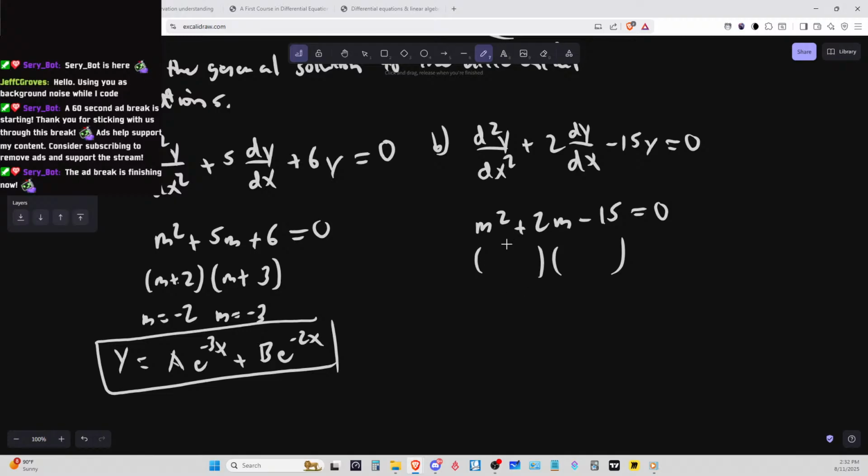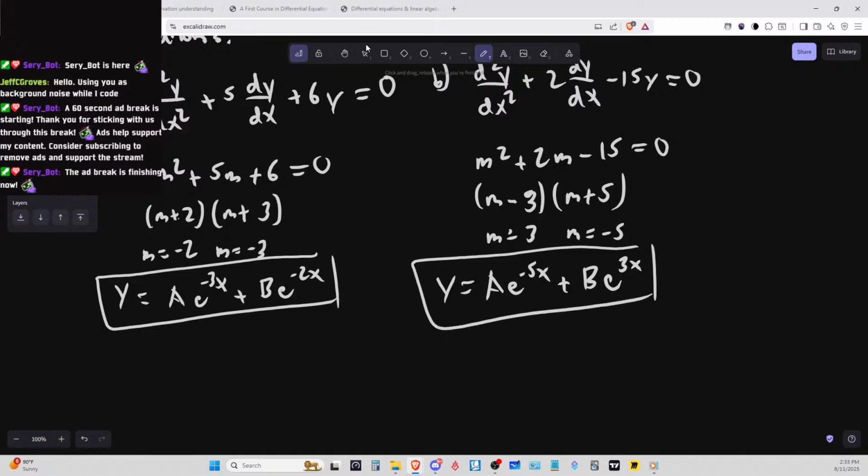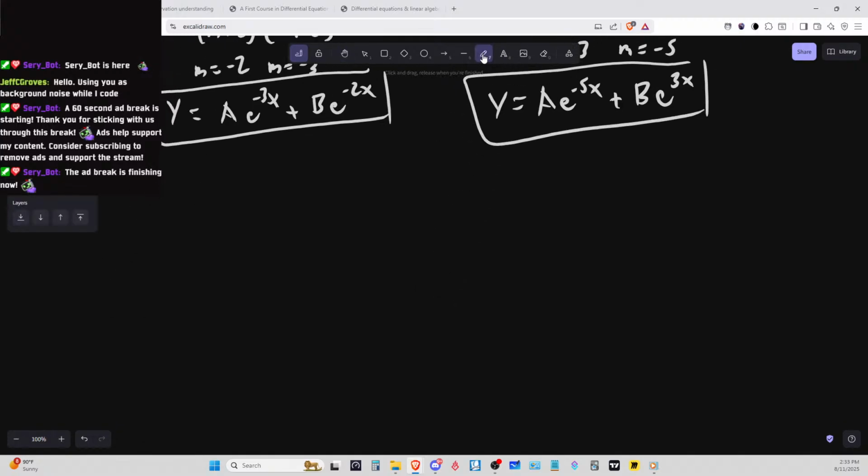Okay, so we have 15, so I think we already know what this one is. 3, 5. And since we have 2 roots, that means it will be a negative 5x plus b e. Okay. All right, next one.